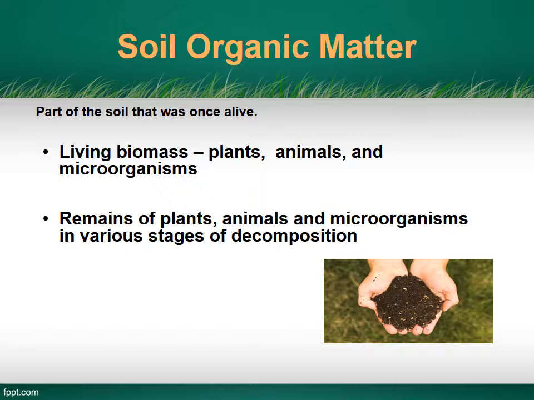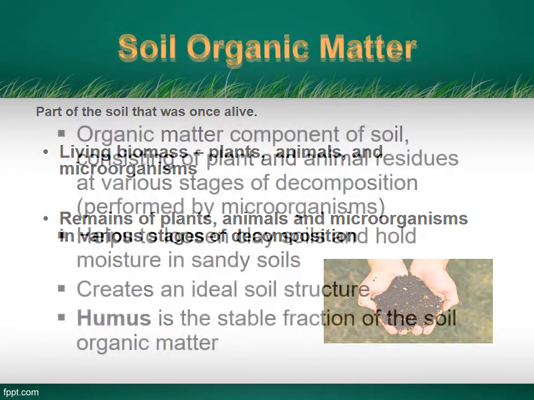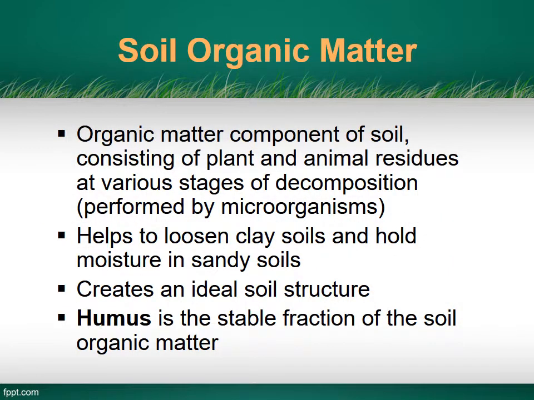So to create an ideal garden environment, an ideal vegetable garden, a healthy environment for plants to grow in, we need to add organic matter. It's not going to be there naturally. So what organic matter is, it's the remains of plants, animals, and microorganisms, all in various stages of decomposition. So this organic matter can help do a lot of different positive things for your soil.